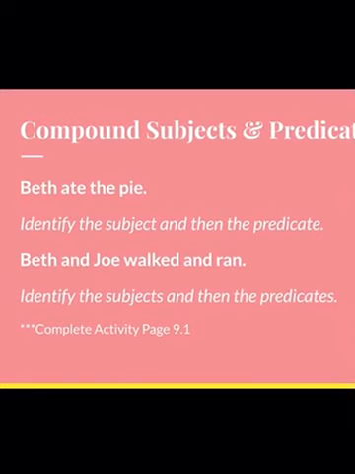Okay, let's move on. Beth and Joe walked and ran. Can you identify the compound subjects of this sentence? It is Beth and Joe. There are two people in this sentence. So that's why it's a compound subject. Okay, and then compound predicates. Can you name what they are in this sentence? It is walked and ran. That's the compound predicate. Okay, there are 2 verbs in that sentence.